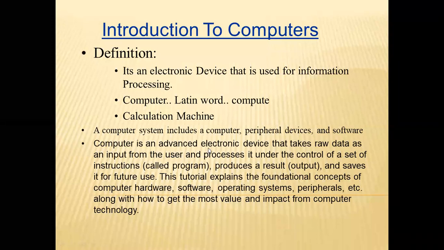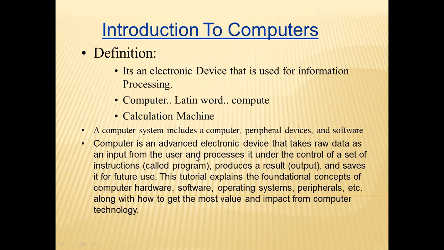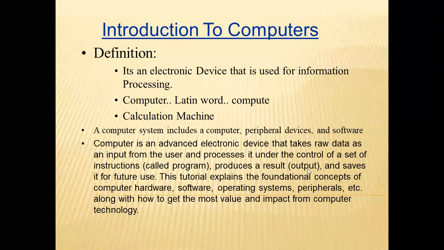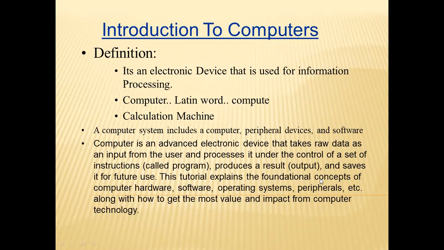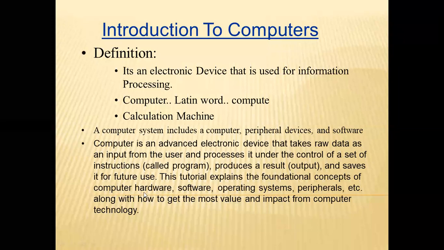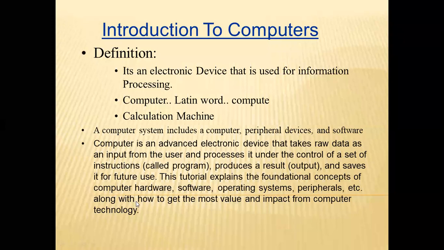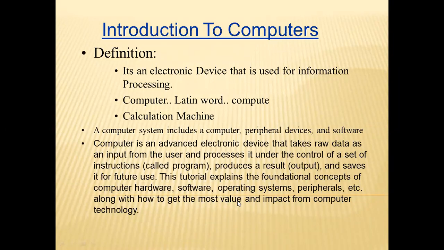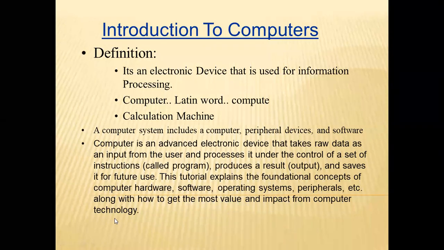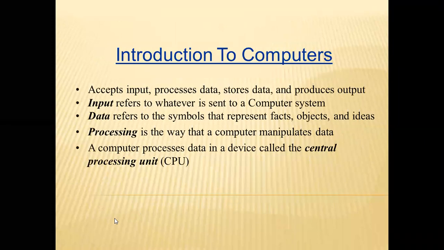A computer is an advanced electronic device that takes raw data as an input from the user and processes it under the control of a set of instructions called a program. It produces the result, that is the output, and saves it for future use. The tutorial explains the foundation concepts of computer hardware, software, operating system, peripherals, etc., along with how to get the most value and impact of computer technology.